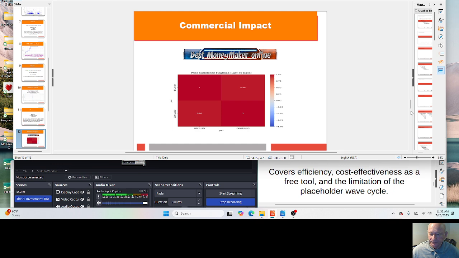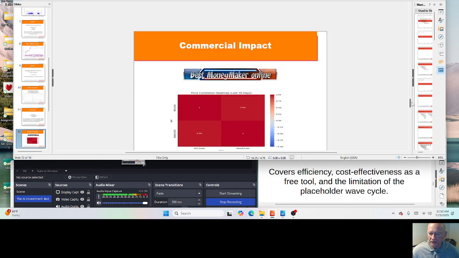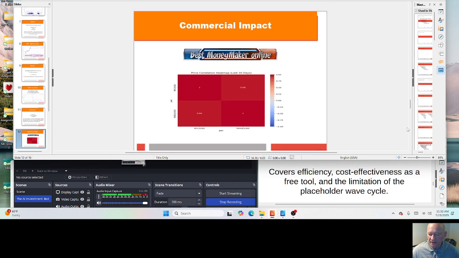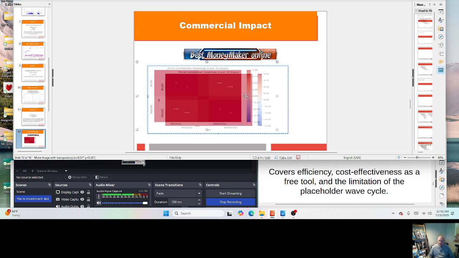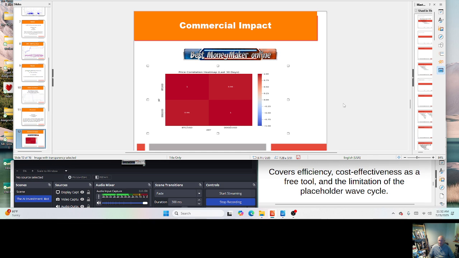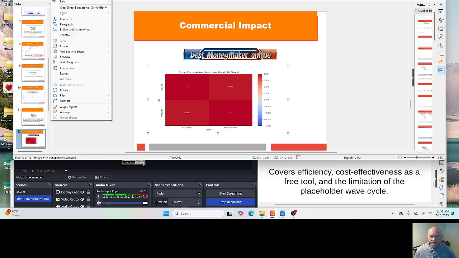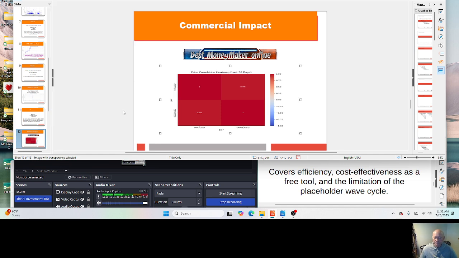Commercial impact. It has commercial impact. And this I want to show in a little bit more detail as the best money maker online because of the high correlation rates. Let's see if I can get that center. There we go. And I think I have a larger illustration of the commercial impact.